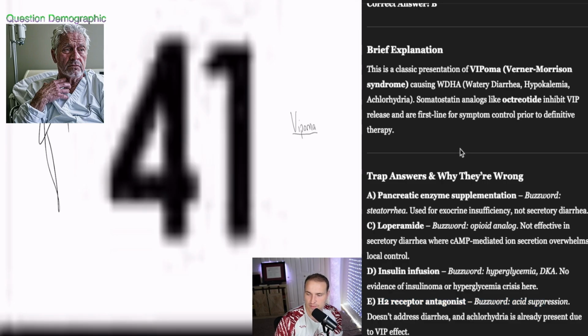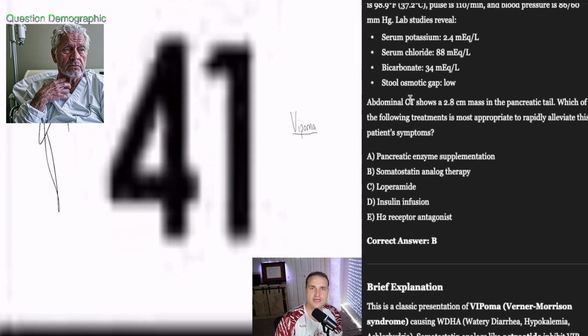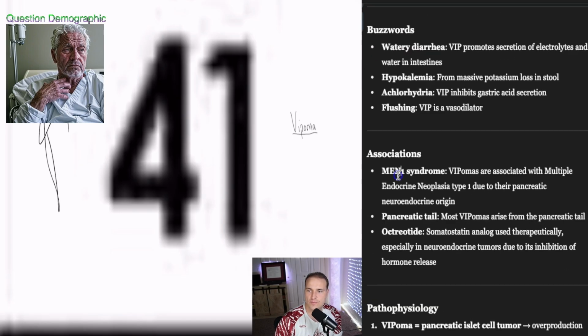So yeah, a rare pancreatic tumor is what this person's got. You can actually cause up to like 3 liters of watery diarrhea. So it's just like profound watery diarrhea. So you also get hypotension, hypokalemia. The stool output is like 3.5 liters a day. It's associated with MEN1 syndrome, arises from the pancreatic tail, octreotide. Flush face, watery diarrhea, hypochlorhydria, or achlorhydria, and hypokalemia. It's a VIPoma, pancreatic neuroendocrine tumor secreting the vasoactive intestinal peptide.